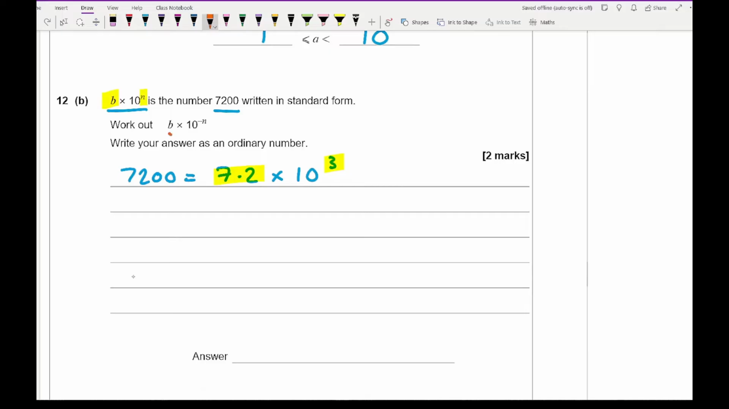Now what the question is asking me is to work out b times 10 to the power of minus n. So if n equals 3, then what I'm going to end up with is 7.2 times 10 to the power of minus 3. The question asks me to write this in ordinary form, so it's going to be 0.0072. And just to double check, 1, 2, 3, and there we go.